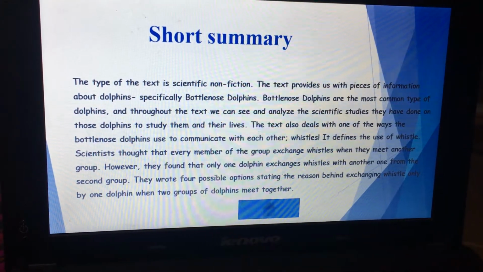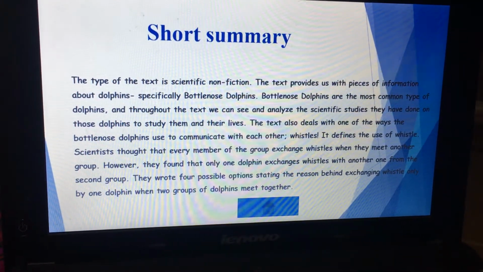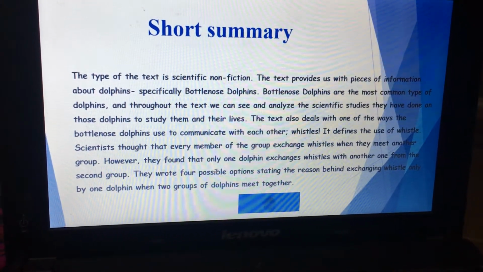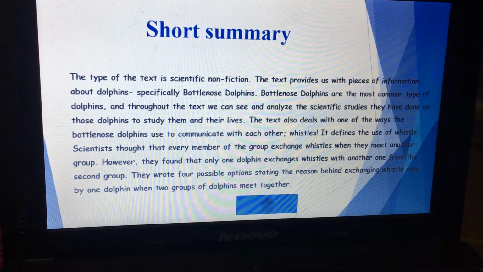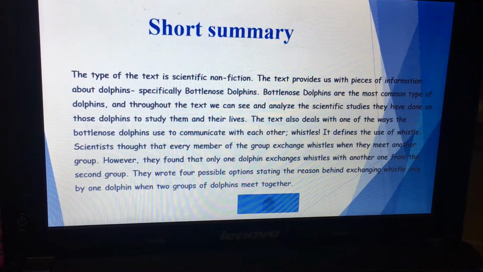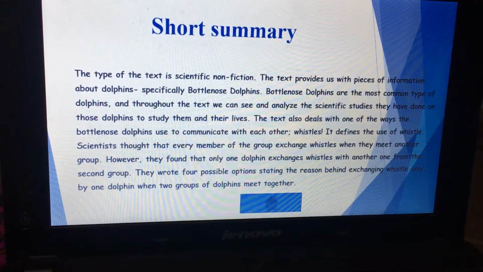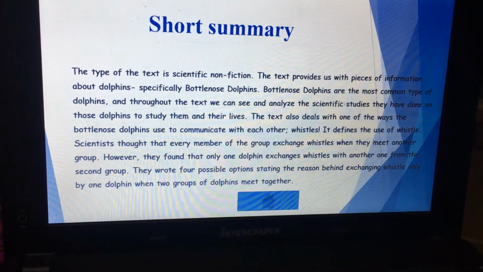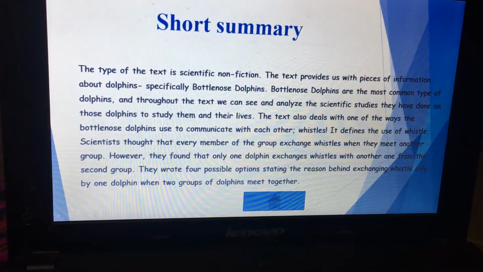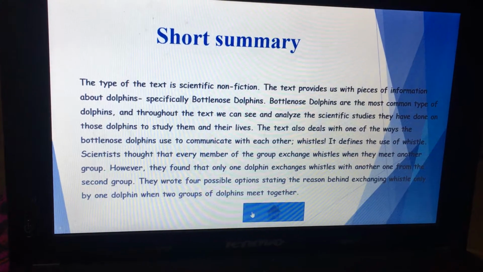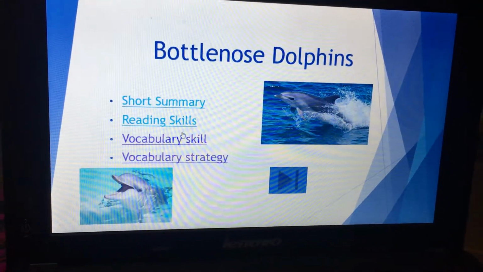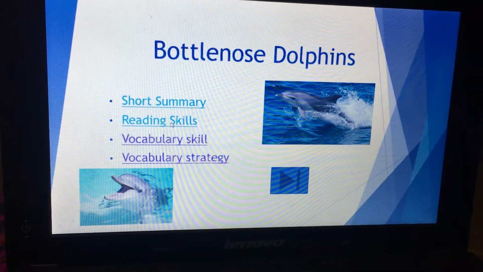Scientists thought that every member of the group exchanged whistles when they meet another group. However, they found out that only one dolphin exchanged whistles with another one from the second group. They wrote 4 possible options stating the reasons behind exchanging whistles only by one dolphin when 2 groups of dolphins meet together. Now, let's talk about the reading skills.